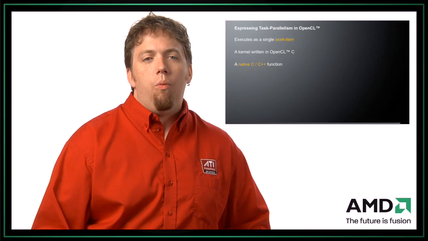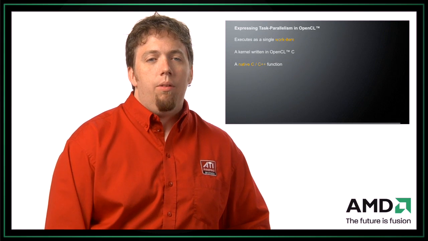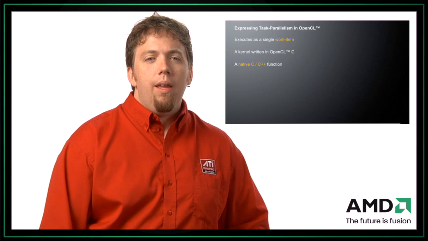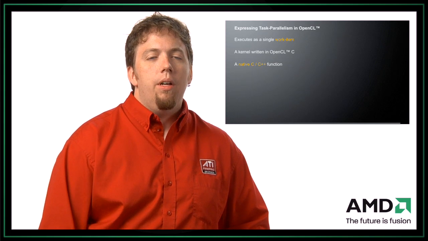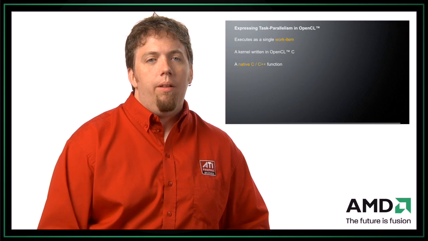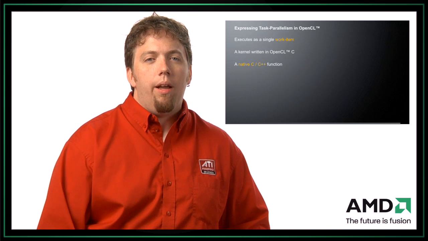You might be asking yourself, why would I ever want to express task parallelism in OpenCL? Well, the important thing is OpenCL has a fairly robust event model. That allows us to use the OpenCL event model to have task parallelism and data parallelism working together to fully utilize the entire system that you have.